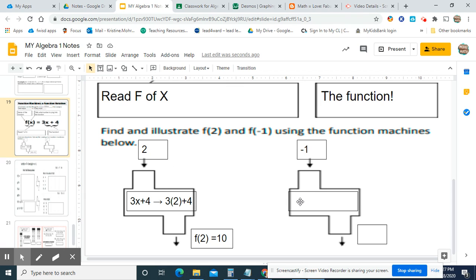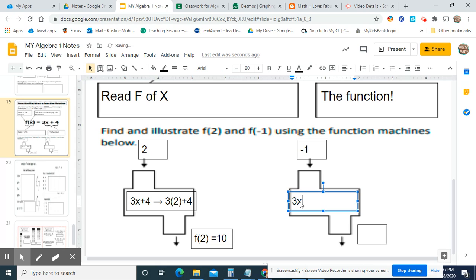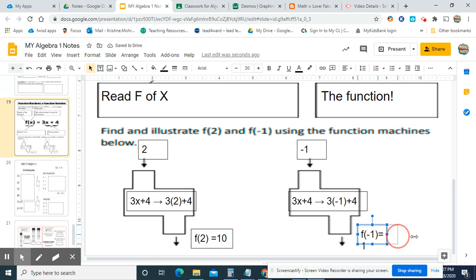We're going to do the same thing with -1. Our same function, 3x plus 4. Now, though, we change x to be -1. So 3 times -1 plus 4. Well, 3 times -1 is just -3. -3 plus 4 more gives me 1. But remember, we write it in our fancy way. We say f of -1 equals 1. And that is it for that.